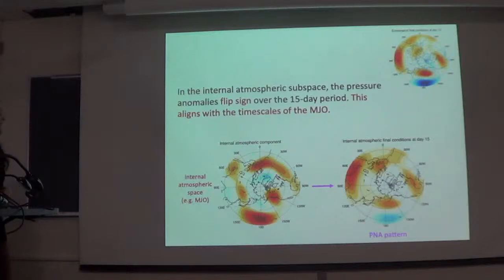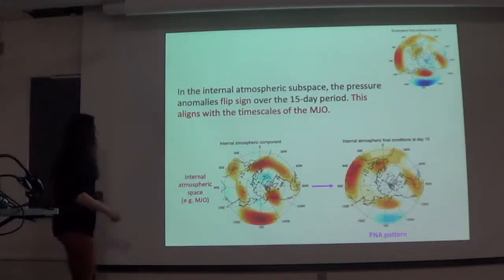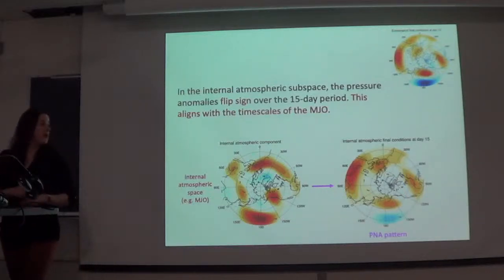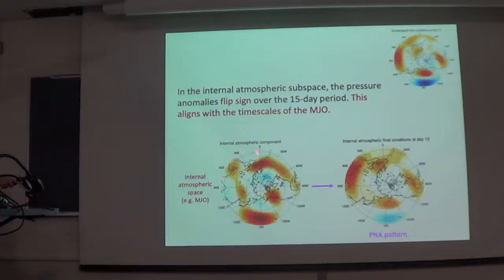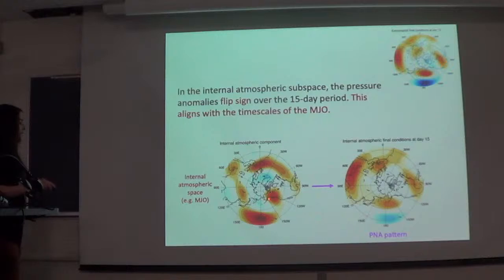Now we can look at the internal atmospheric component, which includes the MJO. So what do we see here? The internal component in the initial condition, here we have an anticyclonic anomaly. Now it is substantially stronger. And we again see this anticyclonic subtropical anomaly as well. And then over the 15 days, we evolve that independently, and then we get our final PNA pattern.